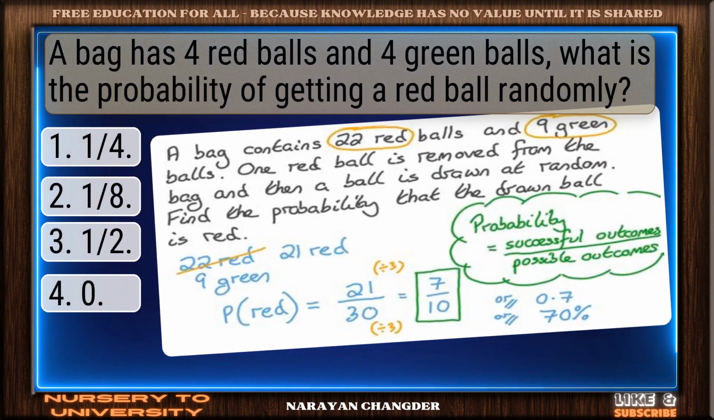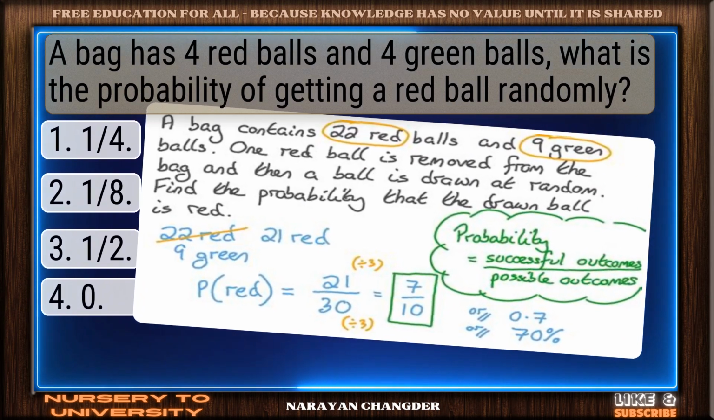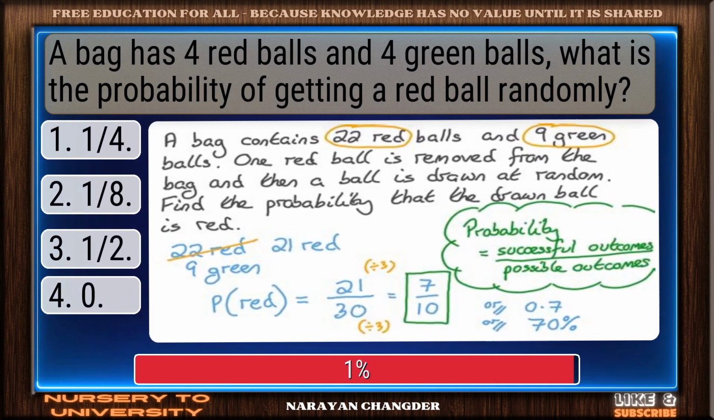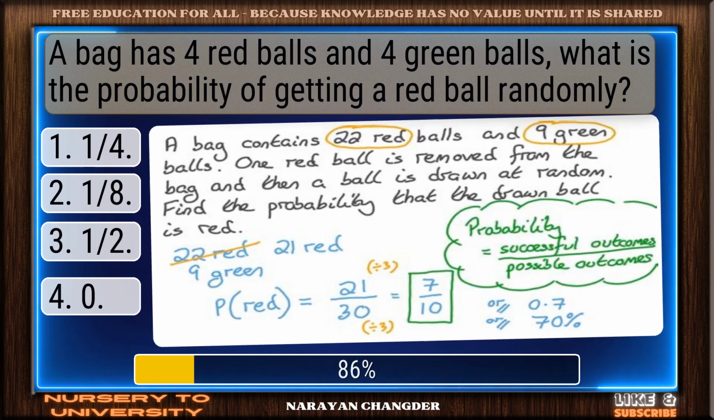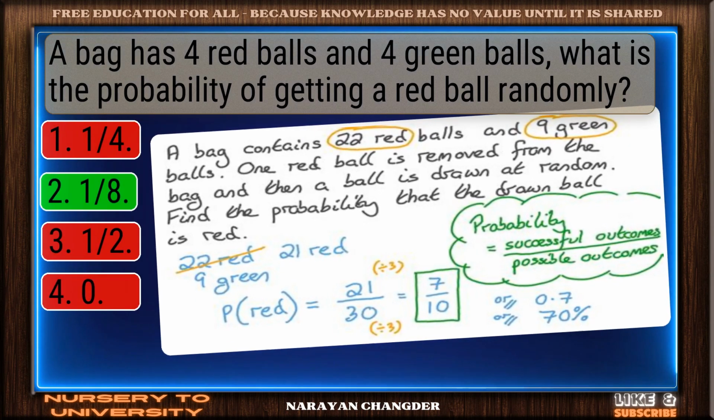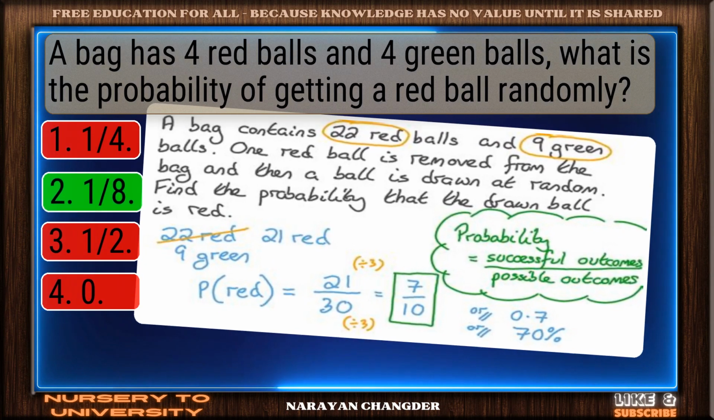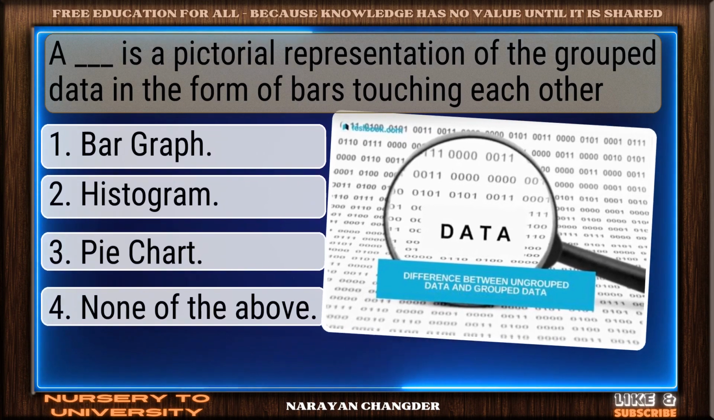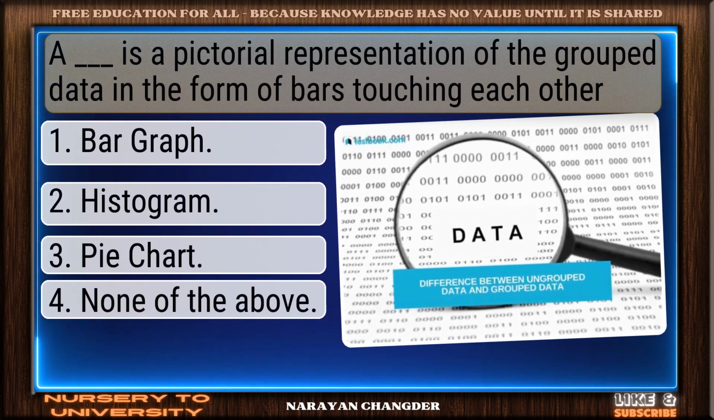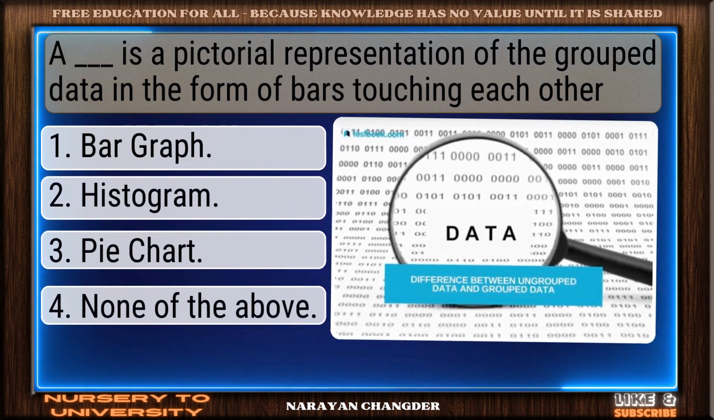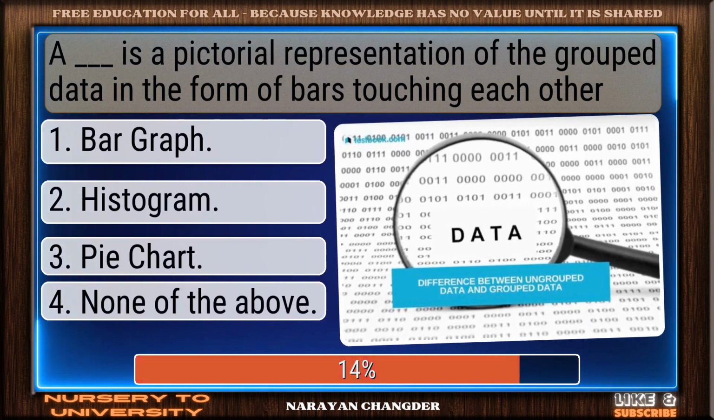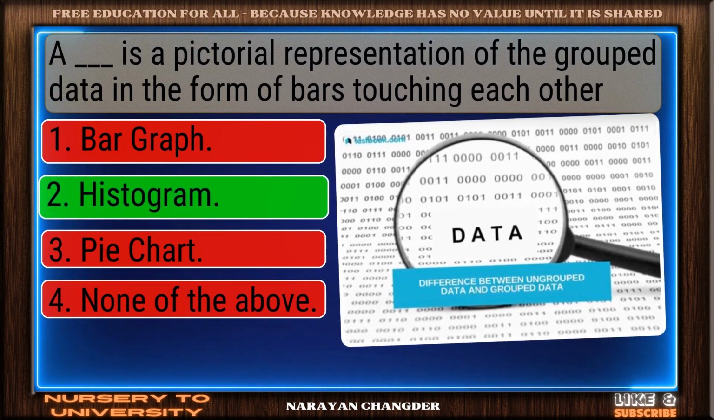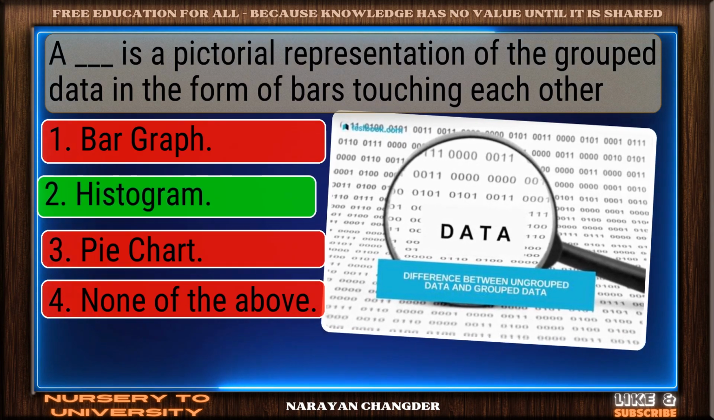Question number 7. A bag has 4 red balls and 4 green balls. What is the probability of getting a red ball randomly? Clear logic. Your choice 1+8 is sound and 100% true. Question number 8. A dash is a pictorial representation of the grouped data in the form of bars touching each other. On track. Histogram is the correct answer.